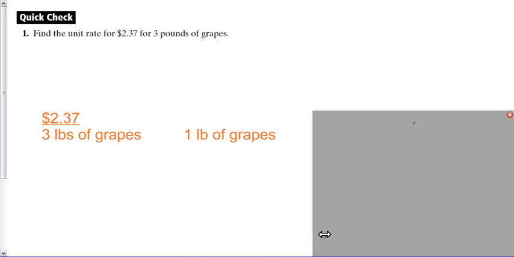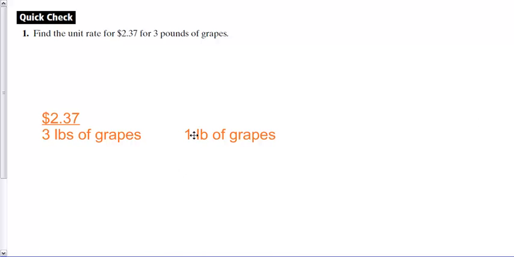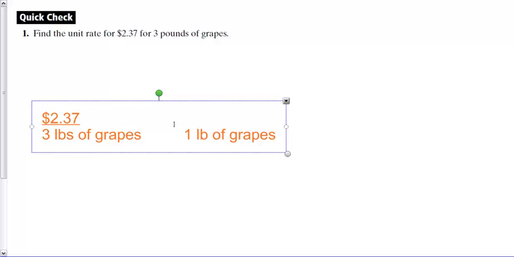Okay. Then over here, I'm setting myself up for success by figuring out, well, gosh, how much do I need for 1 pound? How much does 1 pound of grapes cost? So how do I get from 3 to 1? Do I multiply or do I divide? If you said divide, you are correct. So I'm going to divide by 3.